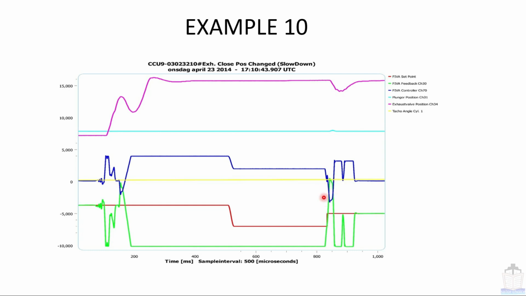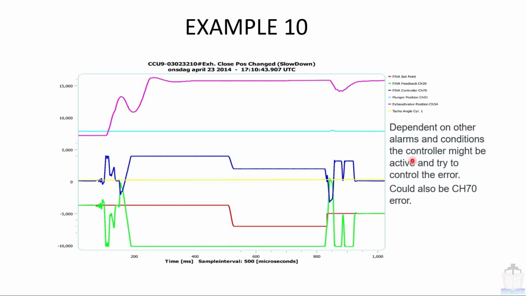Here also the same thing. This channel number 70 is trying hard to bring back this channel number 30 in its correct position, but nothing is working. So one possibility can happen that this error is dependent upon the other alarm and conditions. The controller might be active and try to control the error. This controller channel 70 is trying to control the error, but it is not controlling.